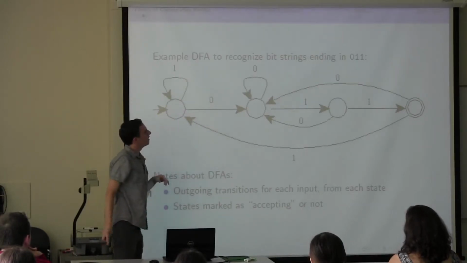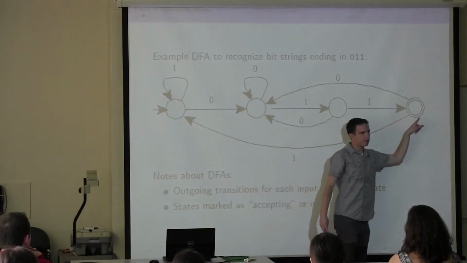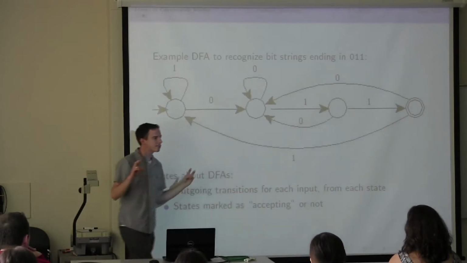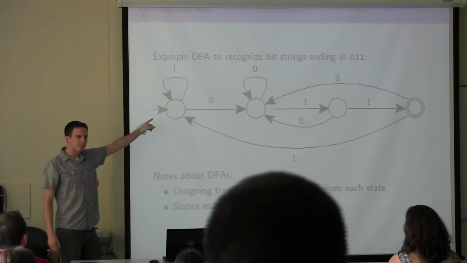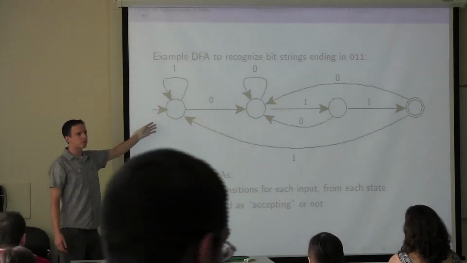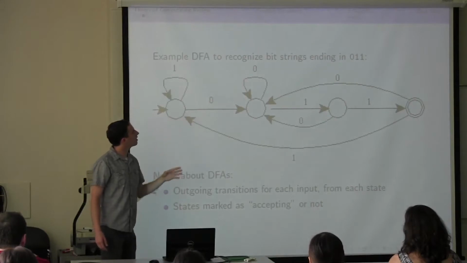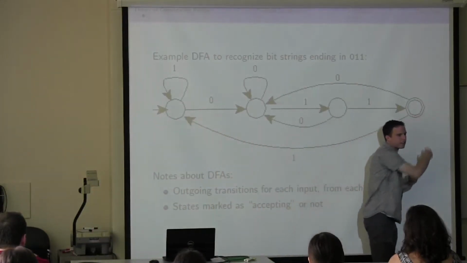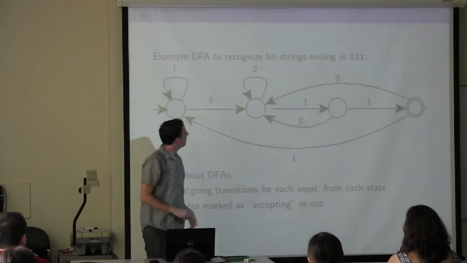It's very well defined. This state here is marked with a double circle. And if you end in this state, having read all the input, that means the DFA accepts or recognizes, I guess you could say, the string that you're processing. So the set of strings recognized by this DFA is all strings ending in 0, 1, 1. And you can see that the only way to get to this state and stop in this state is to have your string end in 0, 1, 1, right?